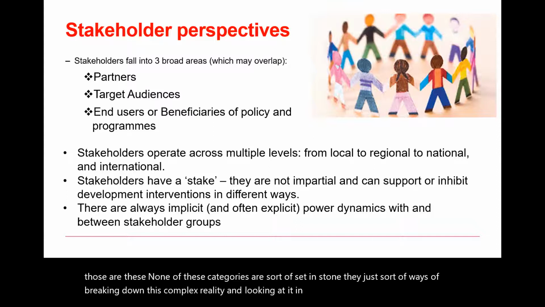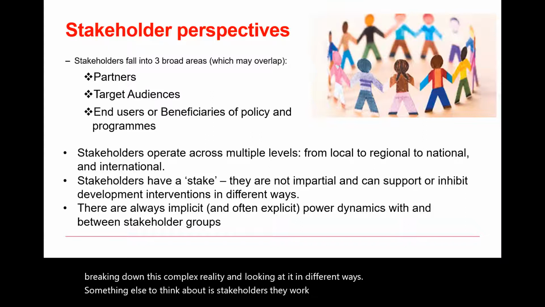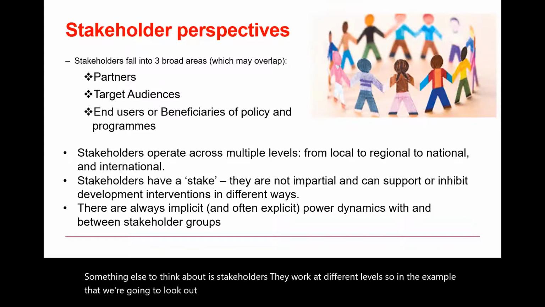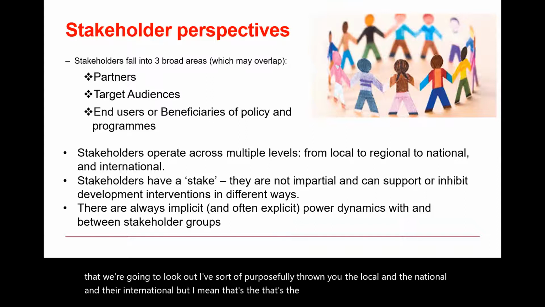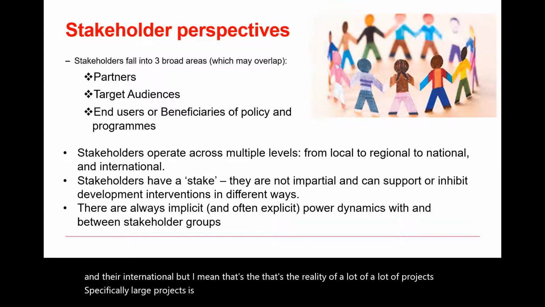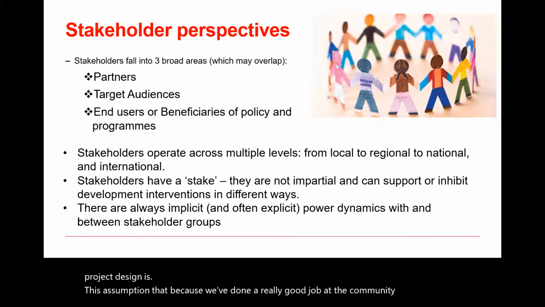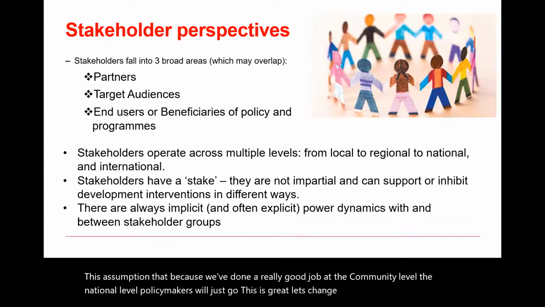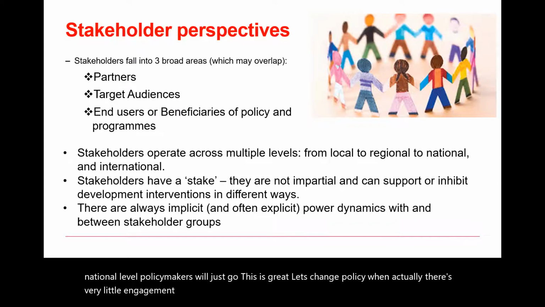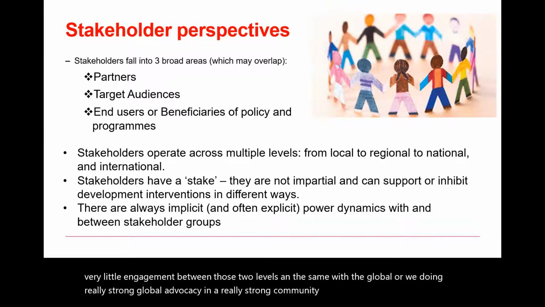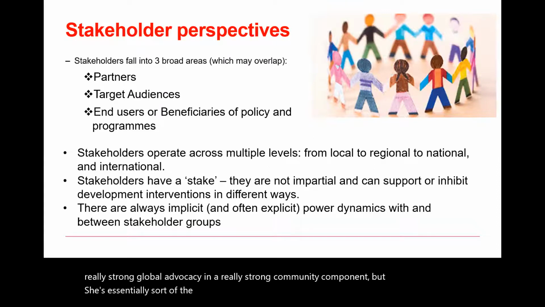Something else to think about is that stakeholders work at different levels. In the example we're going to look at, I've purposefully thrown you the local, the national and the international, but that's the reality of a lot of projects, specifically large projects: they will have ambitions to influence change at those three levels. One of the assumptions I see and push back on all the time in project design is that because we've done a really good job at the community level, the national level policymakers will just go, oh, this is great, let's change the policy, when actually there's very little engagement between those two levels. And the same with the global: we're doing really strong global advocacy and a really strong community component, but they're essentially two different pathways. Are they in fact two different projects?